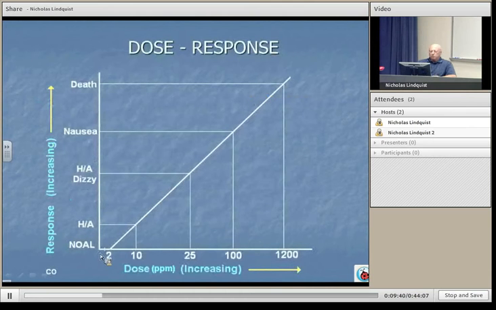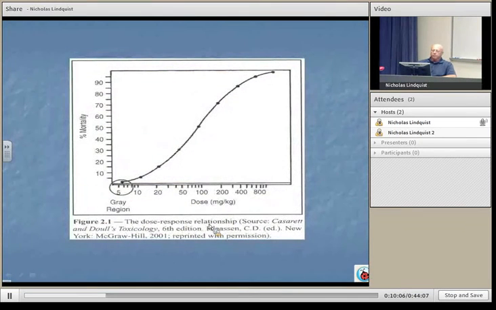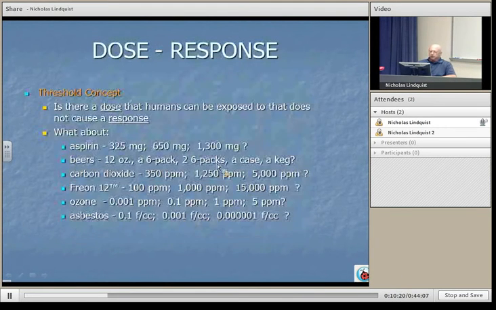You can illustrate that on this graph here, is that at some point down here, we don't have any response. That's signified by NOAL, no observable action level. And then at some point, we start seeing responses. Here we've got headache, dizziness, nausea, and death. And those responses increase as the dosage increases. Here's another graph of a dose-response curve. This is illustrating a percentage of mortality versus a dosage of a particular compound.